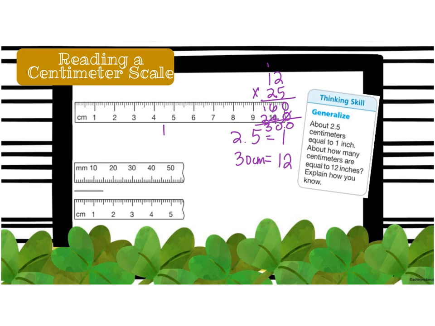I could do 12 times 2.5, and I can break it up. I can break up 12 and do 12 times 2. And then I can do 12 times 0.5. And then I can add those two partial products together, which is essentially the same thing that I just did right over here. I just combined it all in one problem.